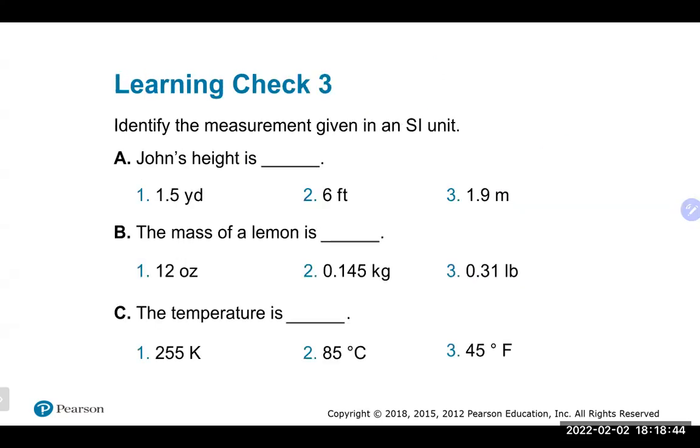All right. We want to identify the measurement given by the SI unit. So take a second here. The SI, as I talked about, is based off of the metric system. So you want to be looking for the one that's more of a metric unit. Yard and feet are English units. So our metric unit should be meters. Ounces, kilograms, and pounds are all mass quantities, but pounds and ounces are English units. So here again, the kilogram is our SI unit.